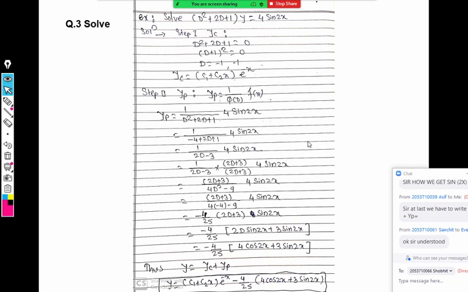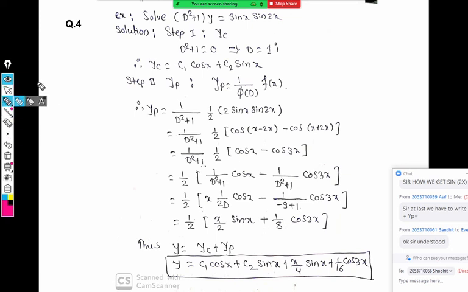Okay, so the last question I will show you here. Question number 4. Solve d square plus 1 of y is equal to sin x into sin 2x. What is the difference? The difference is the RHS is not only sin ax plus b, it is a multiplication. So obviously what should be done? We have to convert that multiplication to addition. So the defactorization formula, that is the only extra part that we have to do.